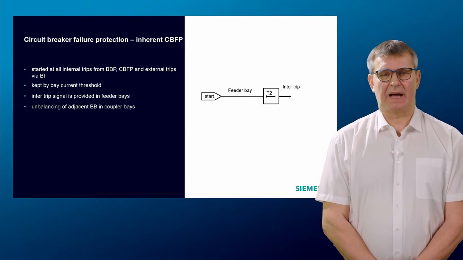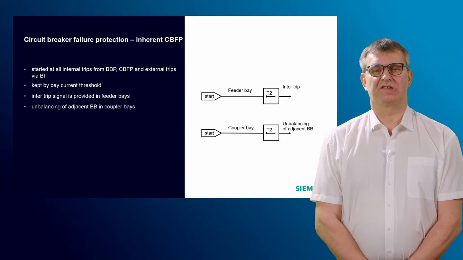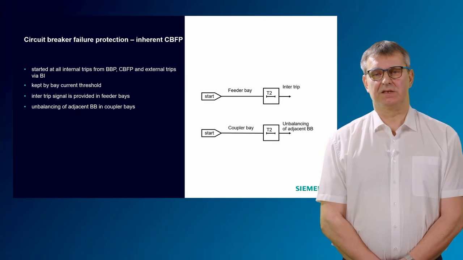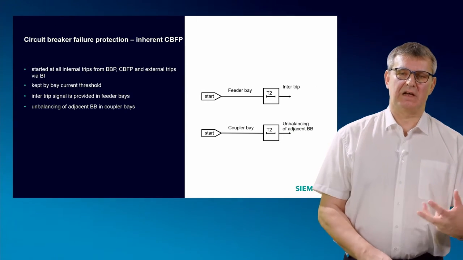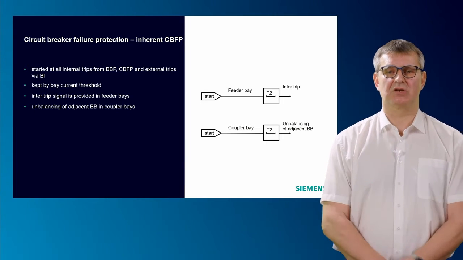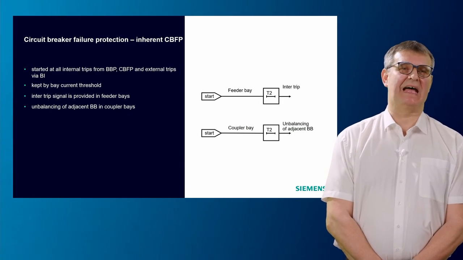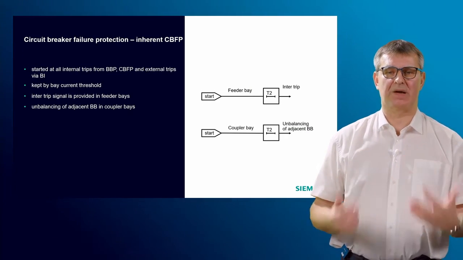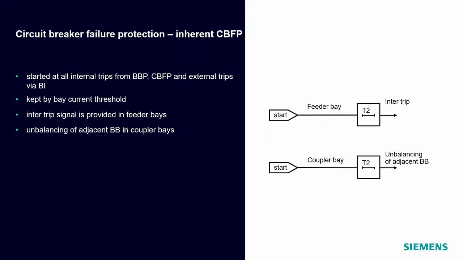And if we have coupler bays, we start the inherent circuit breaker failure protection in a coupler, and we have once again the delay time T2. And here, if we are still above the current threshold after delay time T2, we will unbalance the adjacent busbar to trip the associated bus zone in case of a fault of the circuit breaker in a coupler. And of course, we also have here a zone selective tripping in case of the coupler bay when the inherent circuit breaker failure protection is in a coupler.